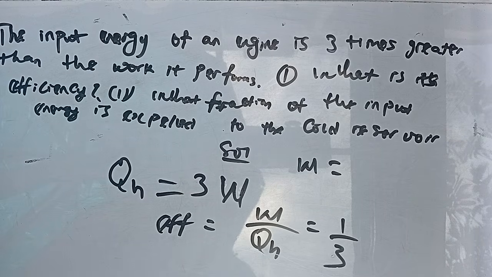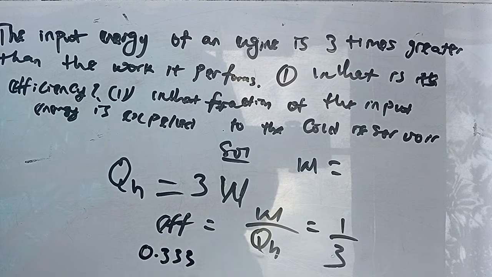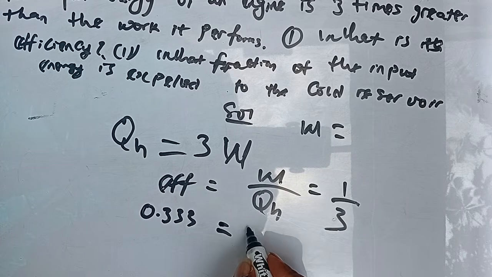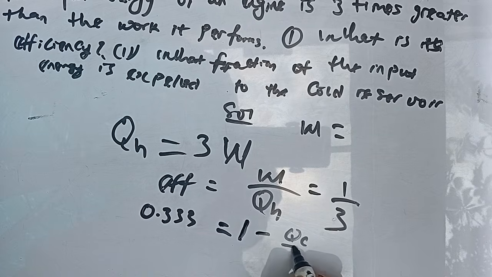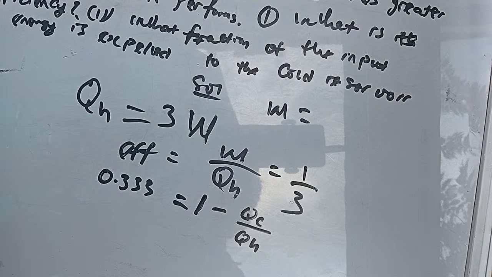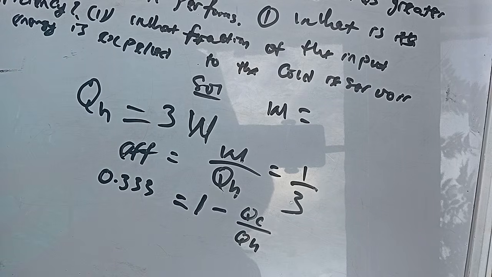Now, what fraction of the input energy is expelled to the cold reservoir? We say our efficiency is 1 over 3, and 1 over 3 is 0.333, or 33.33%. Now, don't forget the efficiency is the same thing as 1 minus QC over QH. Do we remember? The efficiency is also equal to this. So what we are looking for is what fraction of the input energy is expelled to the cold reservoir.